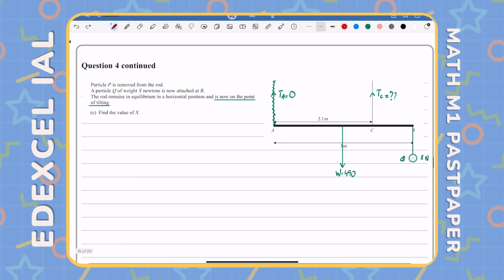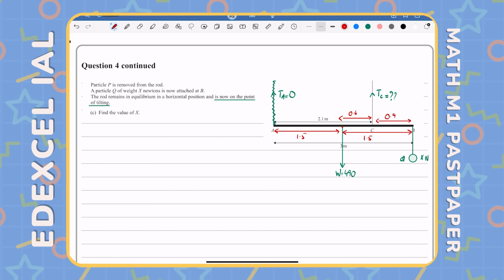Now, the weight is 1.5 meters from A. We'll see whether we have to calculate moments about A or C. We'll figure that out in a minute. First, let's mark all the distances. This distance will also be 1.5 since the length of the rod is 3 and the weight is acting from the center. This would be equal to 2.1 minus 1.5, which is 0.6, and this would be equal to 1.5 minus 0.6, which is equal to 0.9.